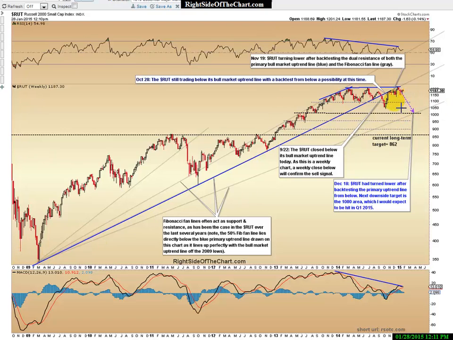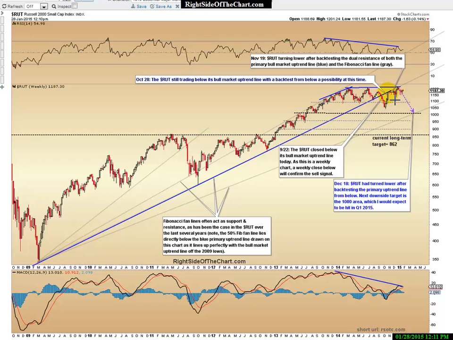This is a chart I've talked about recently, these Fibonacci fan lines, the light gray lines, which may be hard to make out on this chart. You have one here. They all generate off the 2009 lows, and prices have behaved very well off these lines. And we recently had a breakdown, I should say back in mid-2014, we had a break and a backtest of that primary bull market uptrend line as well as that Fibonacci fan line.